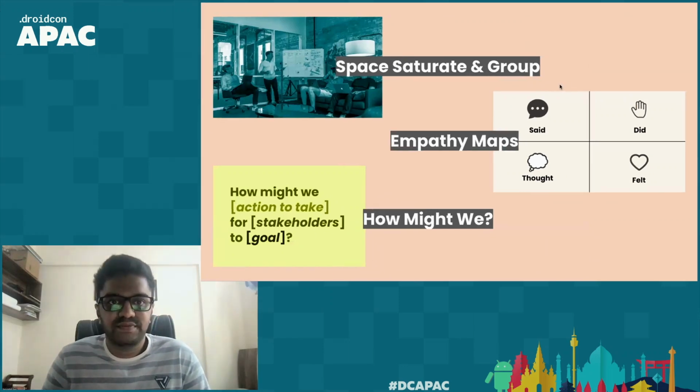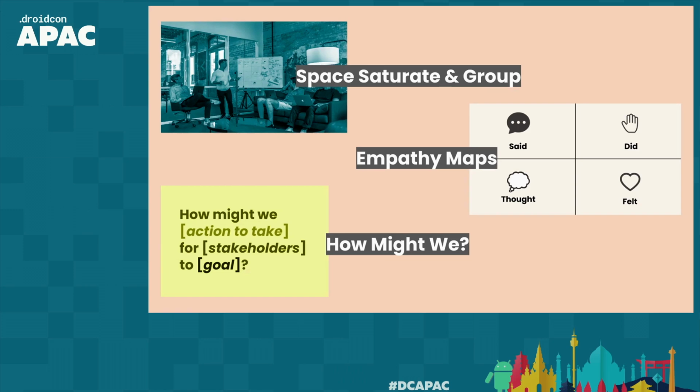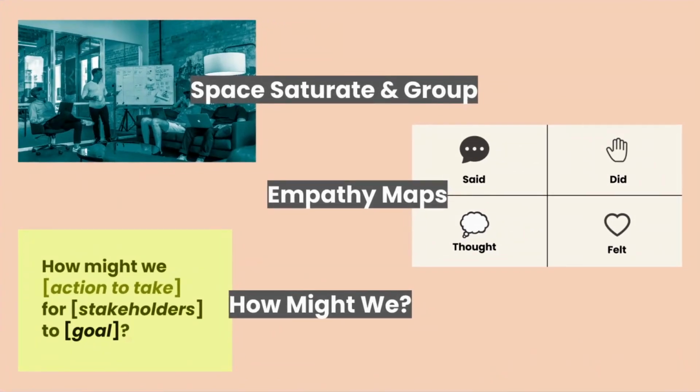And then there are more ways to define a problem, but these are the top three that come to mind. You have something called space, saturate, and group. What that means is that you, along with a bunch of other developers, product designers, product engineers, UX designers or stakeholders, write what you know about the problem on Post-it notes. You write what you know about your users and what they do on Post-it notes, and then you group them together. How would you group them in a way that all of the grouped Post-it notes feel like they belong to the same group?